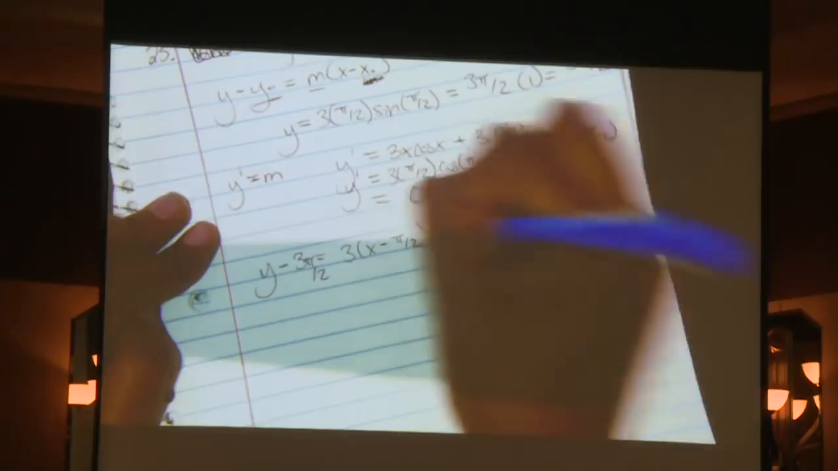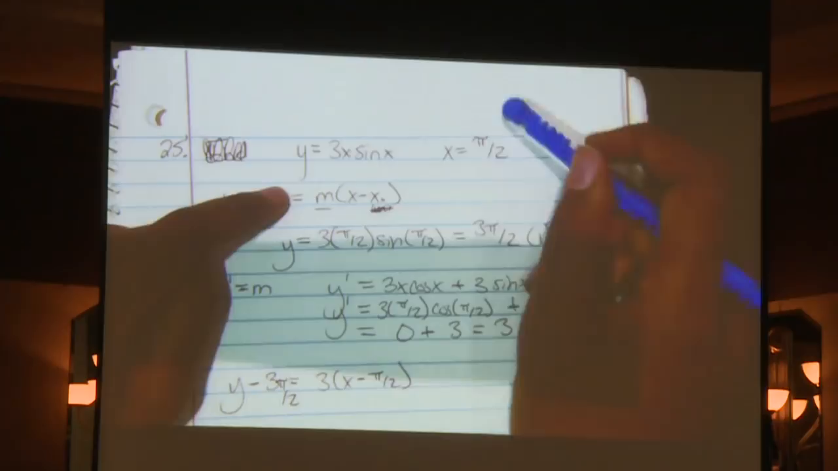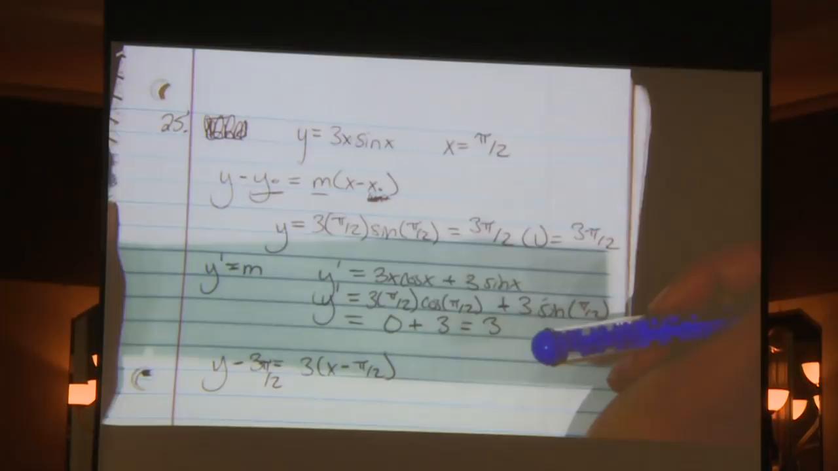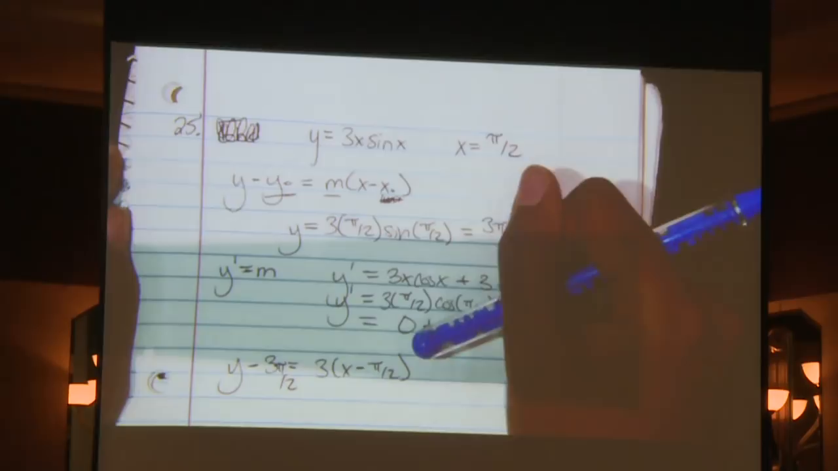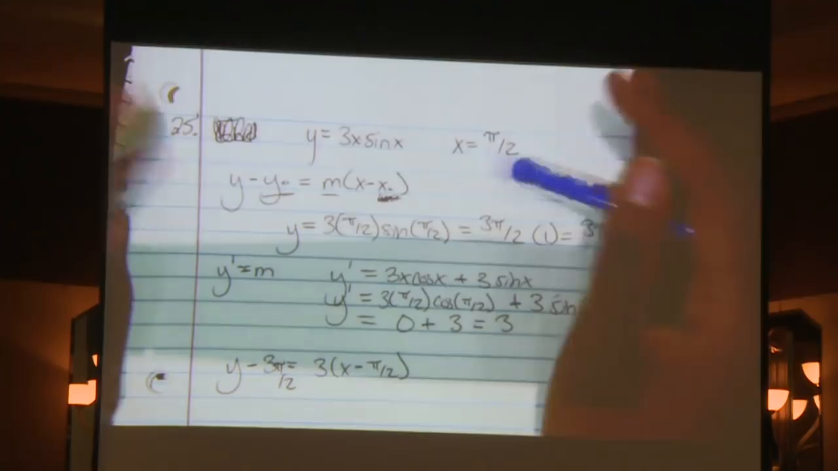Questions? So from my original equation, I want to know what my y is when my x equals pi over 2. You should be able to leave it in this form. This is fine, because in a sense, it's the same thing. So just to save you work, leaving it in this form is okay. Great questions, by the way, so thank you.